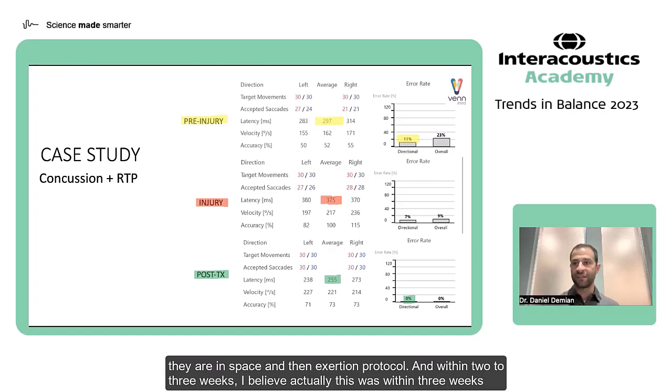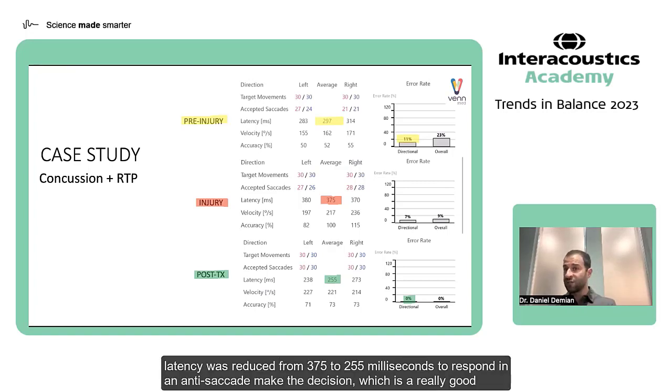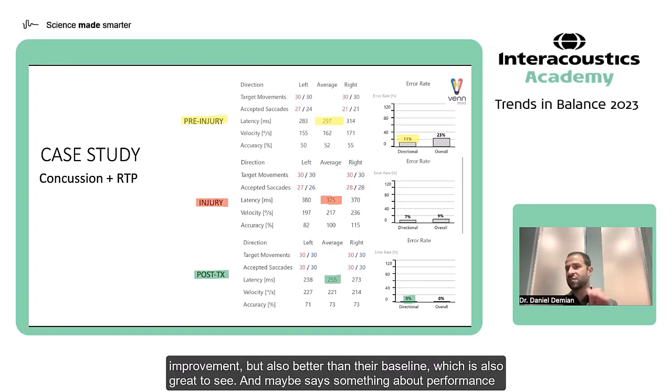And within 2 to 3 weeks, I believe actually this was within 3 weeks after, we did another assessment, and this assessment, along with all their other tests, showed that their latency was reduced from 375 to 255 milliseconds to respond in an anti-saccade and make the decision, which is a really good improvement, but also better than their baseline, which is also great to see, and maybe says something about performance training. Not only that, but their directional error rate was 0%.